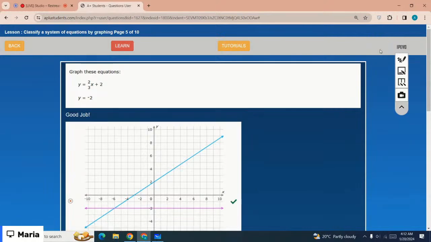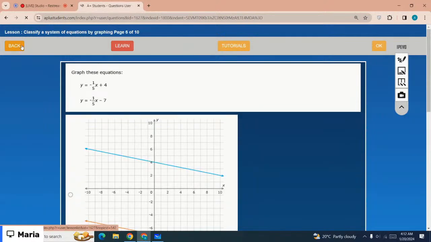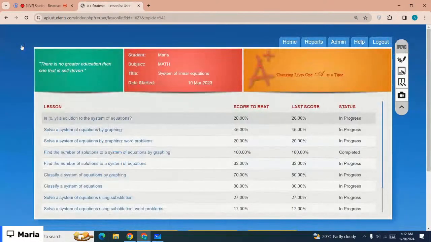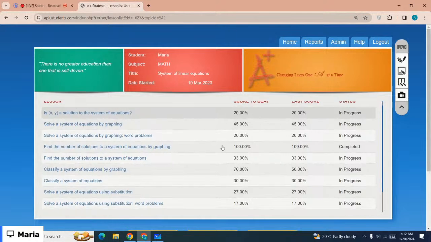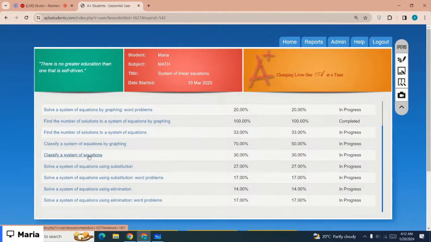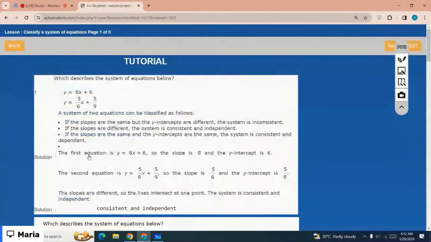Got it? Okay, you can complete the lesson by yourself later today. Let's move on to the next lesson. The next lesson is solve a system of equations, but also classify a system of equations. Classify a system of equations.